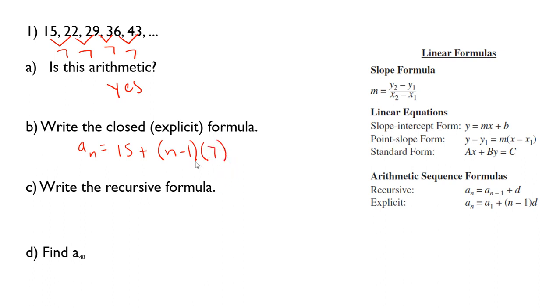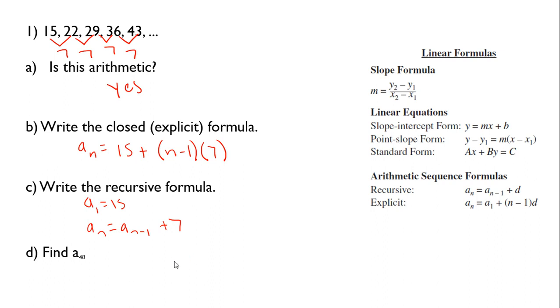Okay. Then with the recursive formula, remember that each time we have to say what a sub 1 is. So a sub 1 is 15, and then we can just get the rest of it from over here. Okay. And notice that d is all we're plugging in. So we can say a sub n equals a sub n minus 1 plus d, so plus 7.